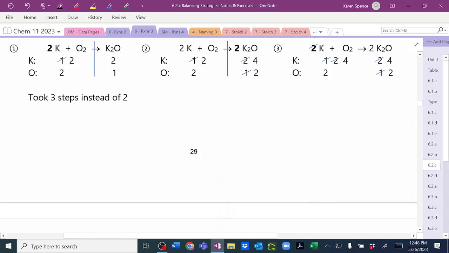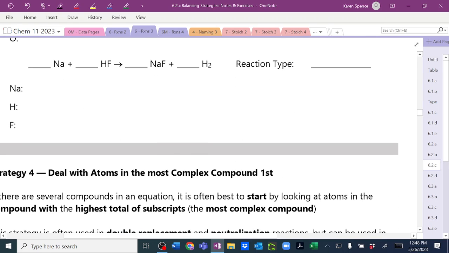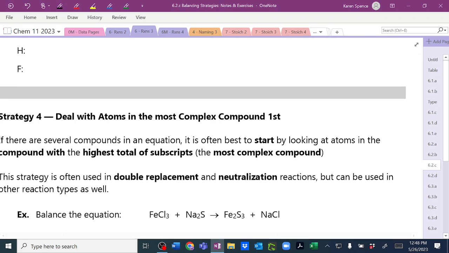Okay, page 30. We're going to skip the exercises. We'll let you work on those later. This is a big one.